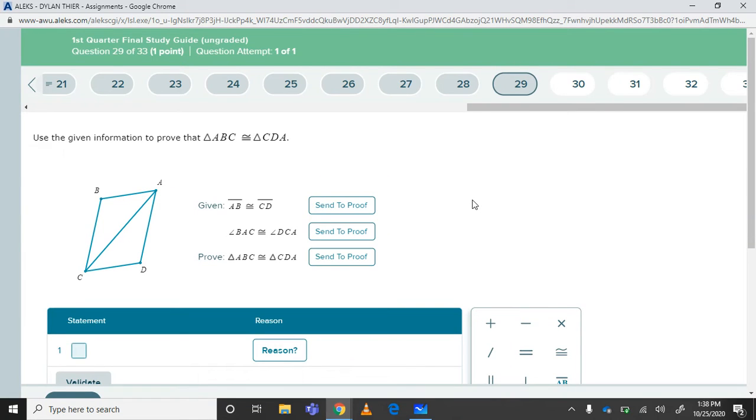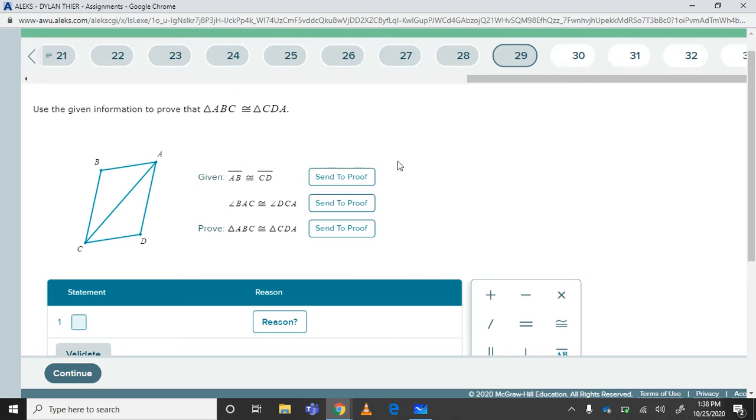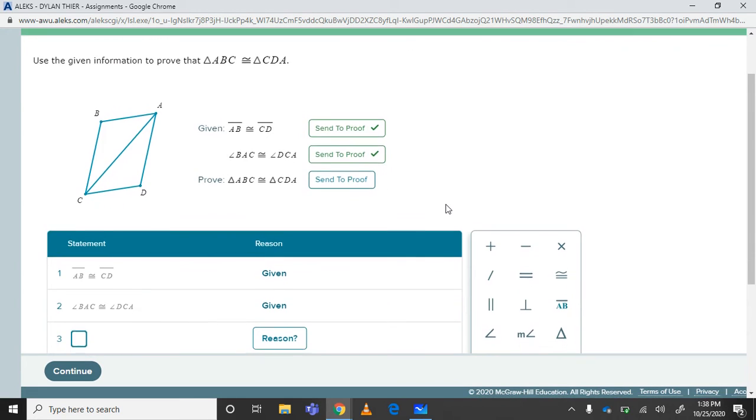Question number 29 is our first one involving proofs, and proofs can take a little while, but here's our general thing. We'll be given some information and we'll be asked to prove another piece of information. So what they want us to prove is that triangle ABC is congruent to CDA, and they're going to give us this information. Well, we're going to send this information right into our proof and say that that was just given. Okay, we didn't have to figure that out, it was just given.